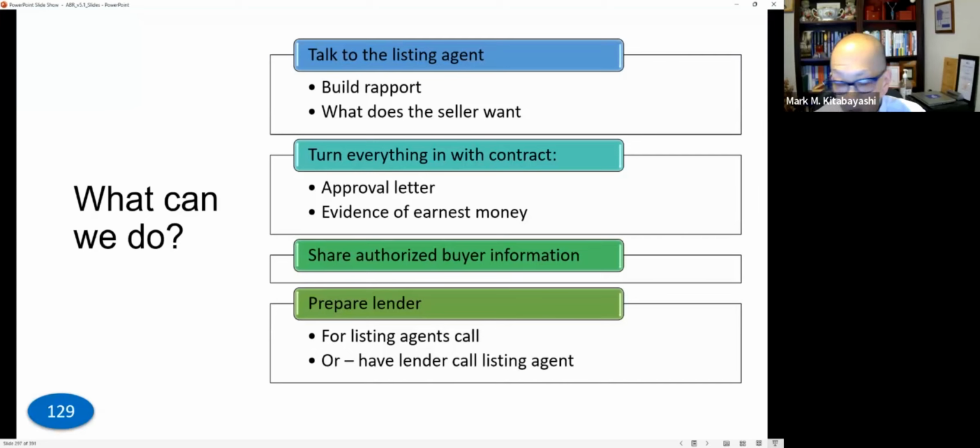Share authorized buyer's information. The buyer says, please, Mark, please tell this to the seller because we really want this house, and this one you could tell. Then you can do that.